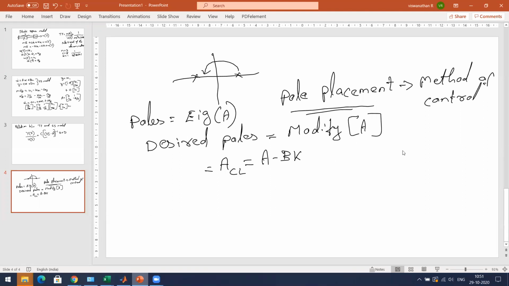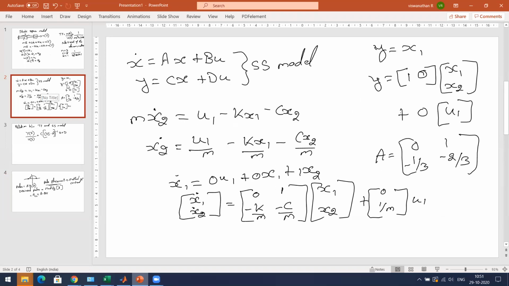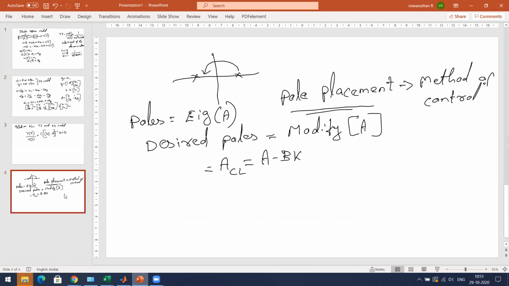So what is B here in this case? There is Ax plus Bu. B is 0, 1 by m. Okay, suppose that is B. And what K is, I'll tell you.